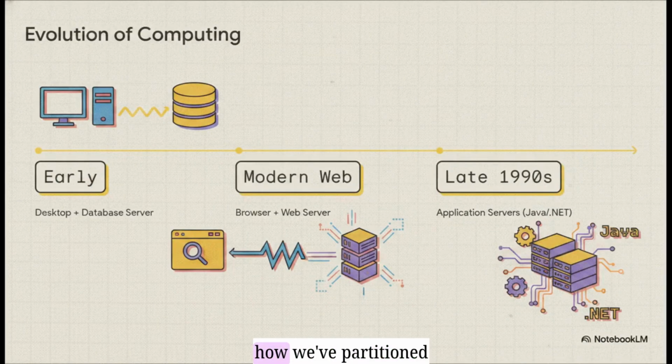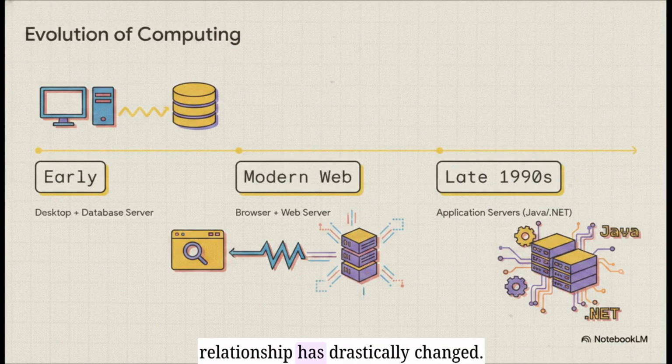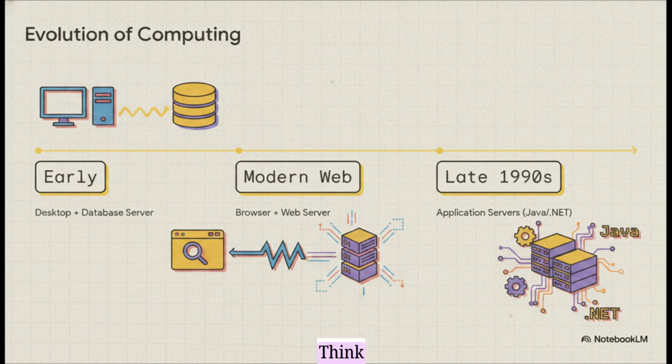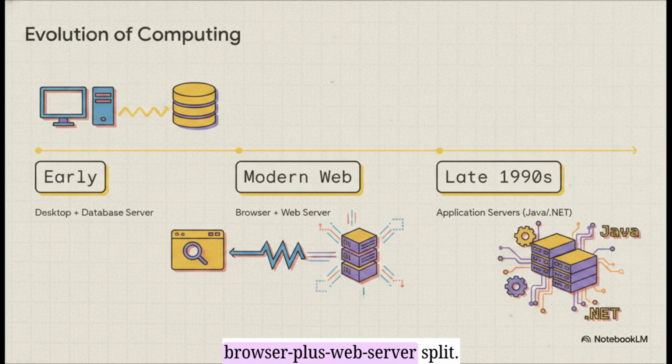Now, historically, how we've partitioned that client and server relationship has drastically changed. Think back to early computing, which relied heavily on a desktop plus database server model. Then, as the web evolved, we shifted into a browser plus web server split. And finally, as business logic just became way too heavy for a simple web server to handle, the late 1990s ushered in the era of dedicated application servers, driven by massive technologies like Java and .NET.